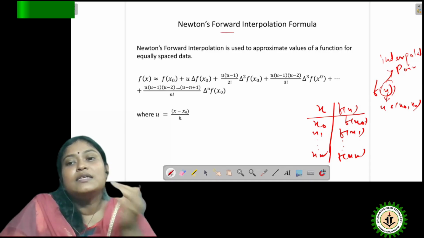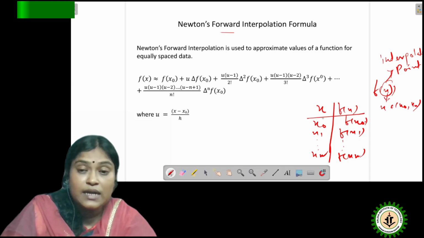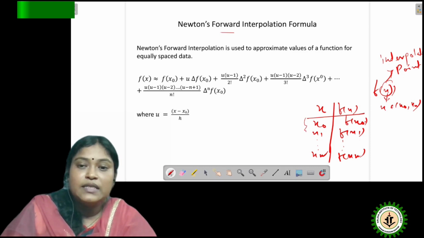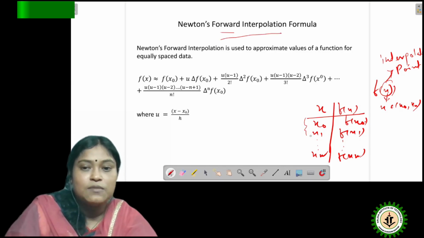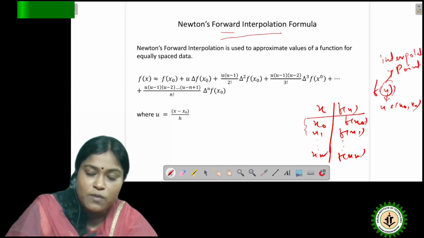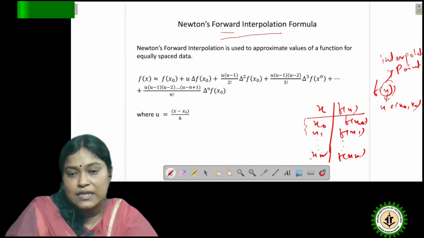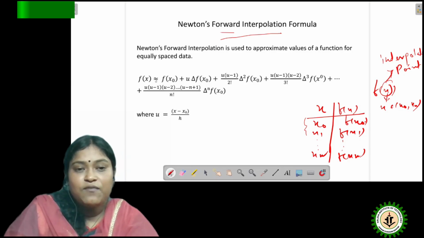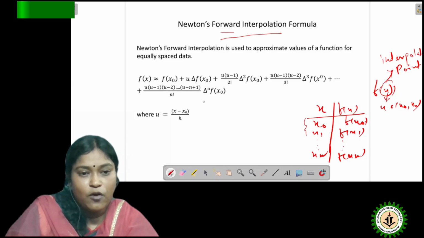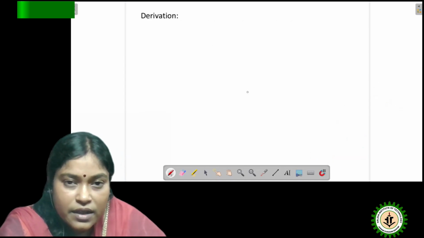If this interpolating point x lies near the beginning of the table, then we can use Newton's forward interpolation formula. And one more thing, the values of x must be equispaced. That means x1 minus x naught is the same as x2 minus x1, the same as x3 minus x2, and in this way all values up to xn minus 1 are equal. Then f of x can be written as this. This is the formula. So here I will derive it.